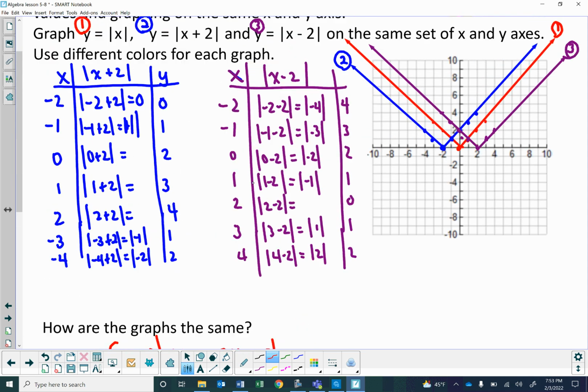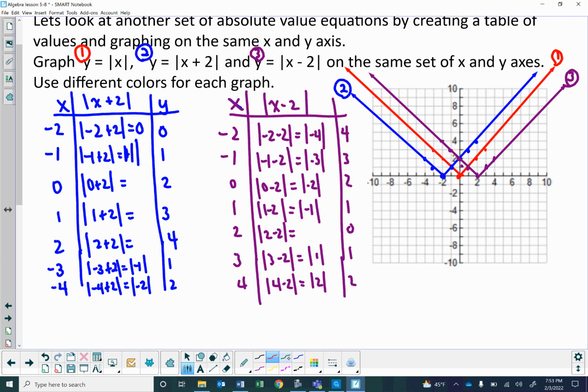Let's take a look at the blue graph. The blue graph had an equation of y equals the absolute value of x plus 2, but it was shifted to the right. Excuse me, to the left 2 units. This was shifted left 2 units.